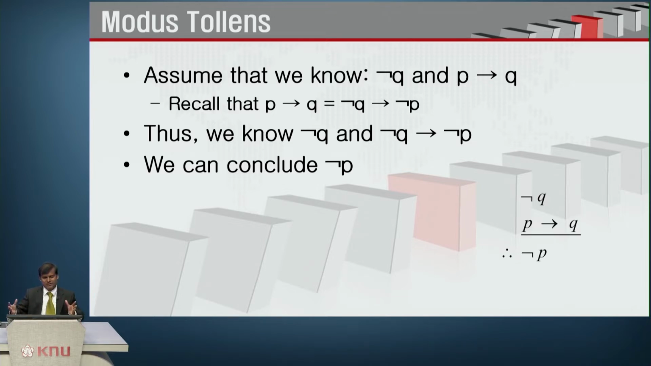How do we express it? Modus tollens can be expressed as follows: negation of Q, which is given to us to be true, and P implies Q, therefore we can conclude negation of P. When negation of Q is given, we can conclude that negation of P. So the negation of Q is given to us, P implies Q, therefore negation of P. Just to clarify that.